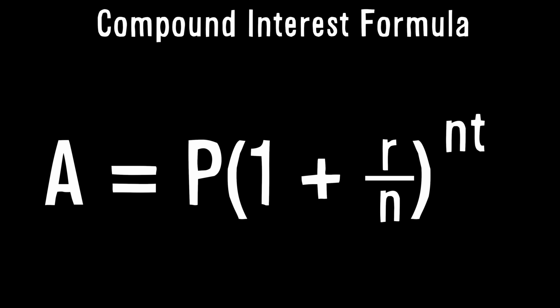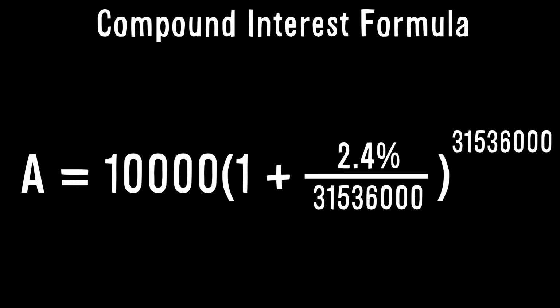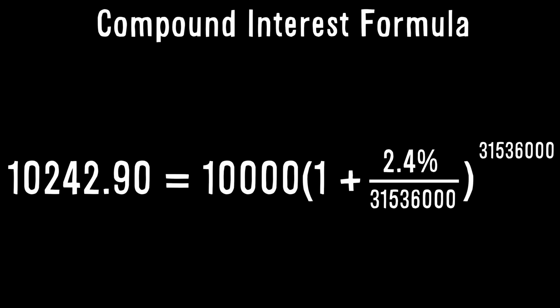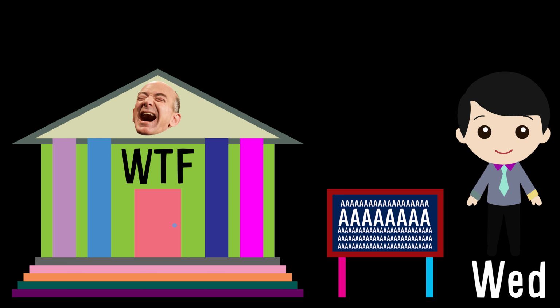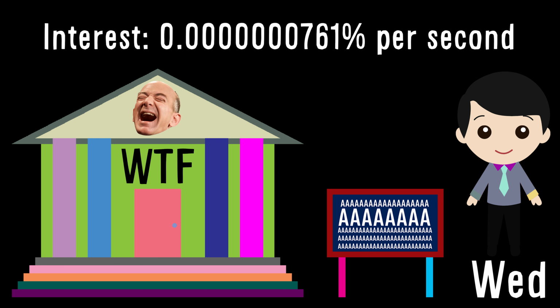and at n equals 31,536,000, the A-value will end up slightly more than $10,242.90, but the difference is so small that they are rounded the same. So Wed at the way too saucy bank, which gives interest every second, despite receiving the interest more frequently, receives the exact same amount of money that Ued receives.